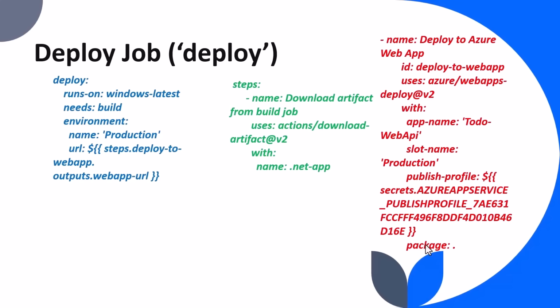So this workflow automates the build and deployment processes, ensuring that your app is automatically deployed to the Azure web app when changes are pushed to the master branch. It's a great setup for achieving continuous deployment to Azure. Okay.